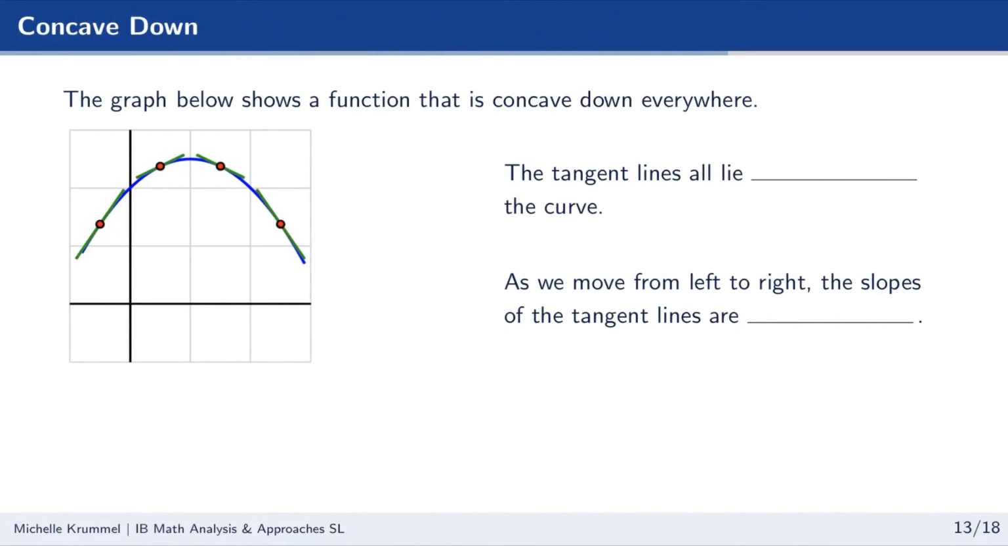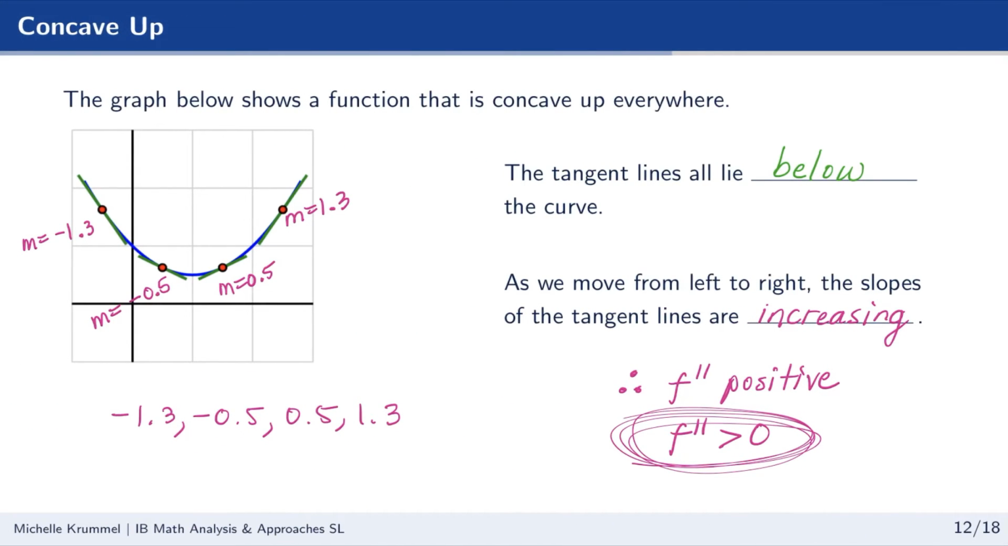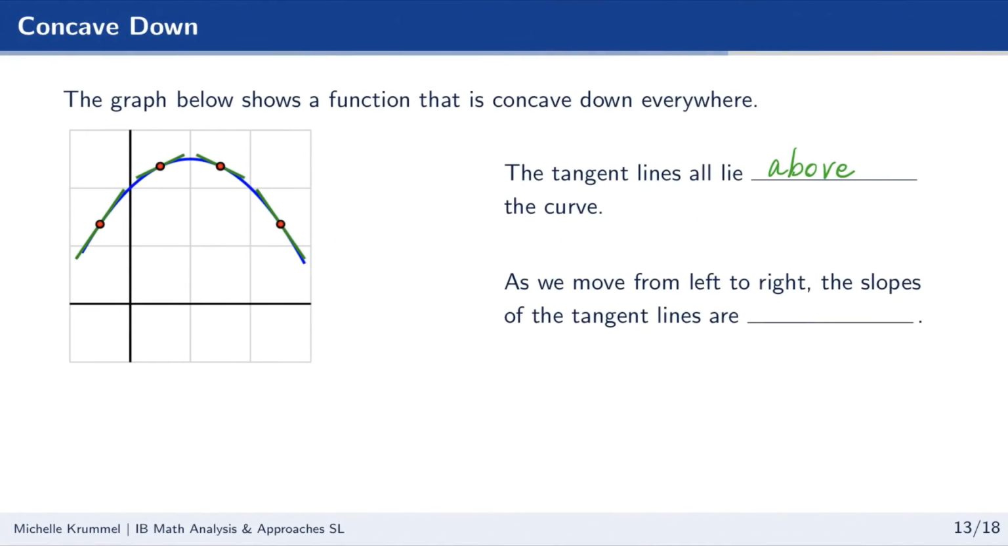Let's look at an example that's concave down. The tangent lines this time are all above the curve. And as we move from left to right, what can we say about the slopes of the tangent lines? So this looks like it was pretty much the same, maybe just a reflection of this graph here. So let's go with 1.3, 0.5, negative 0.5, negative 1.3. This time the slopes are getting smaller and smaller and smaller.